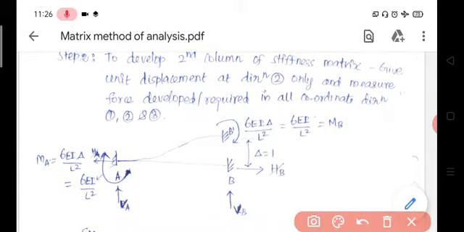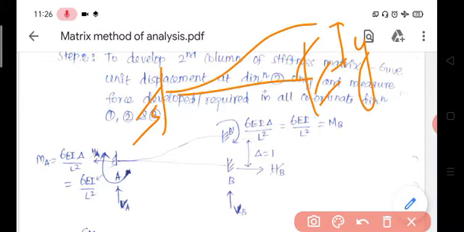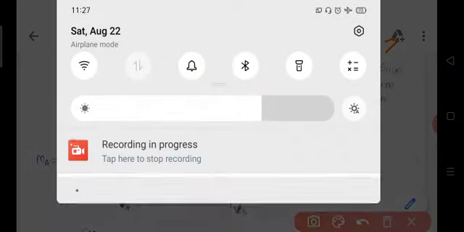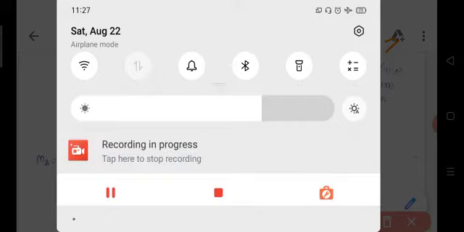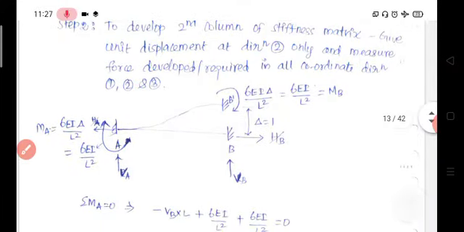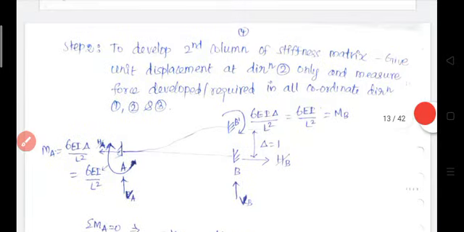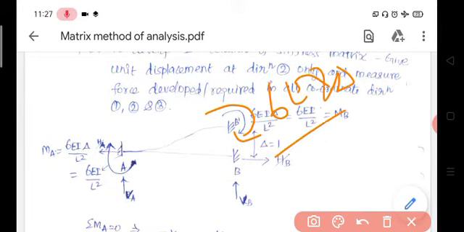Now let us consider a fixed beam. Our restrained structure is a fixed beam, both ends are fixed. Now give the vertical displacement, that is delta y is equal to 1. So, what is the fixed end moment? The fixed end moment induced at joint B is 6 EI delta by L square.